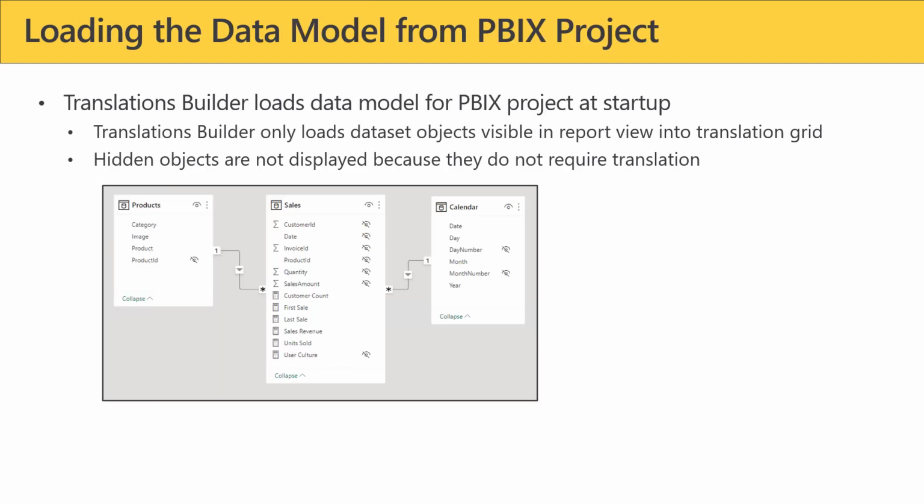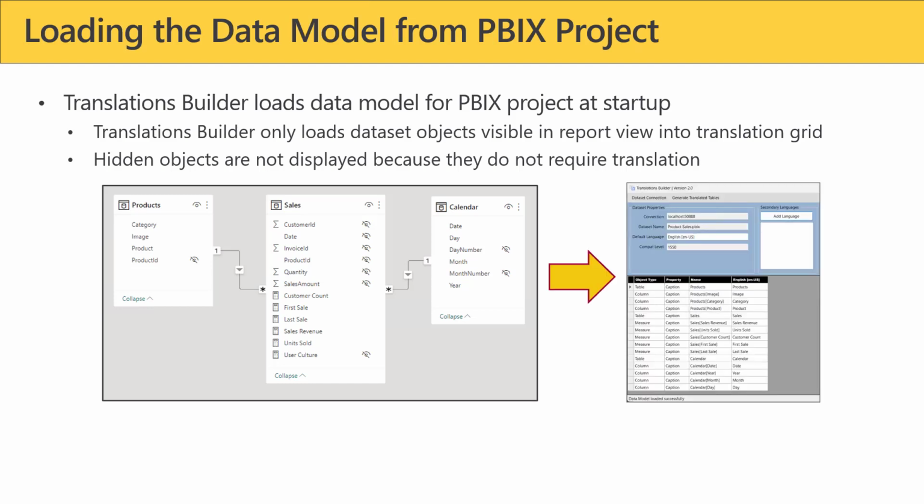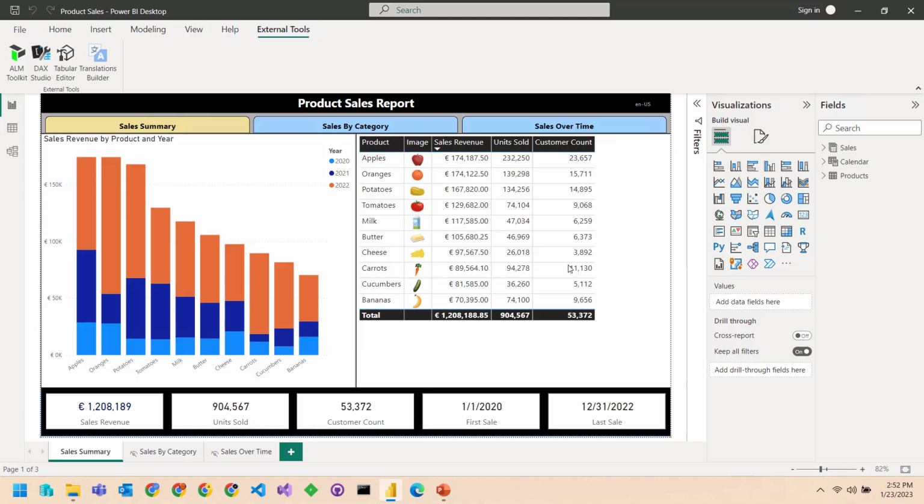Now, the first thing that happens when you launch Translations Builder is it loads information from the data model. And so what we want to do is take a quick look at the data model, and we'll examine which columns and measures are visible in report view and which ones are hidden. And the idea is that we only load in dataset objects that are visible in report view, because the assumption there is if it's hidden, it's not going to be shown to the user. It doesn't need to be translated.